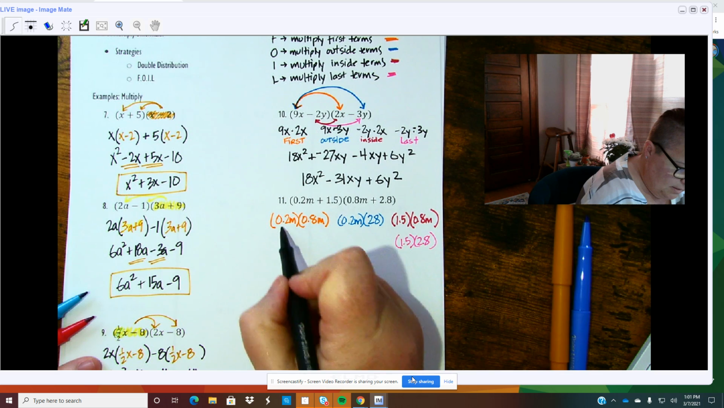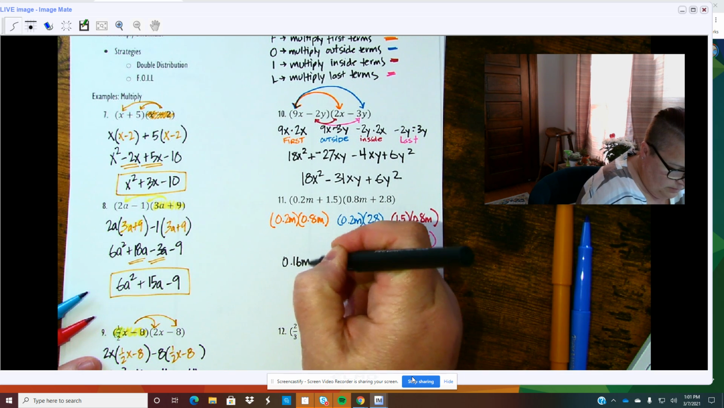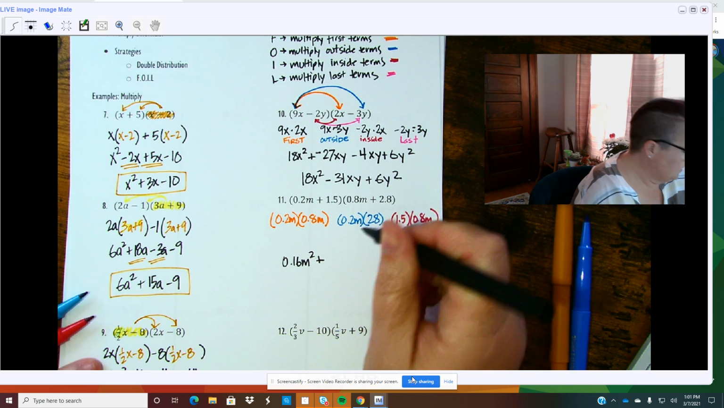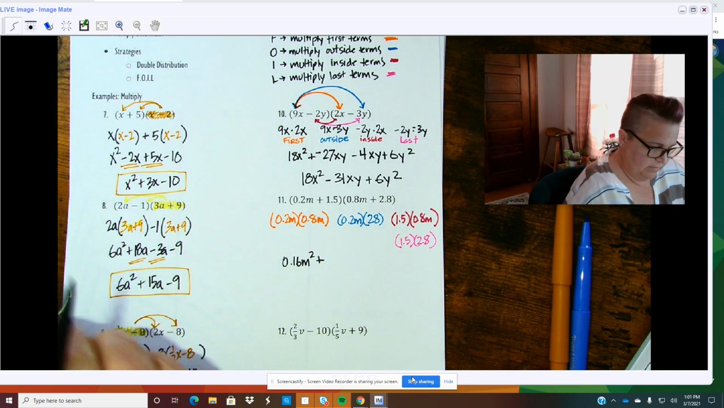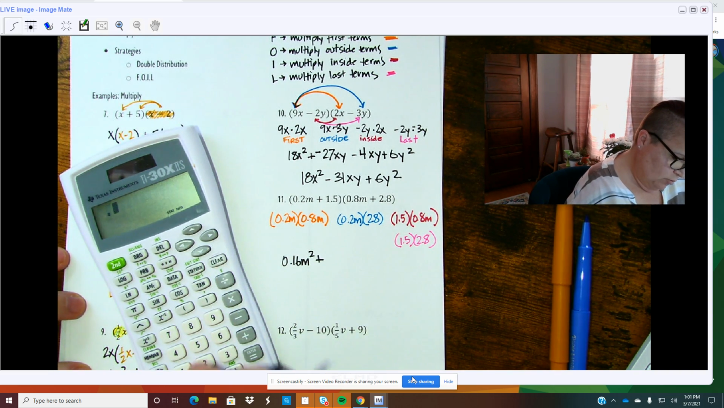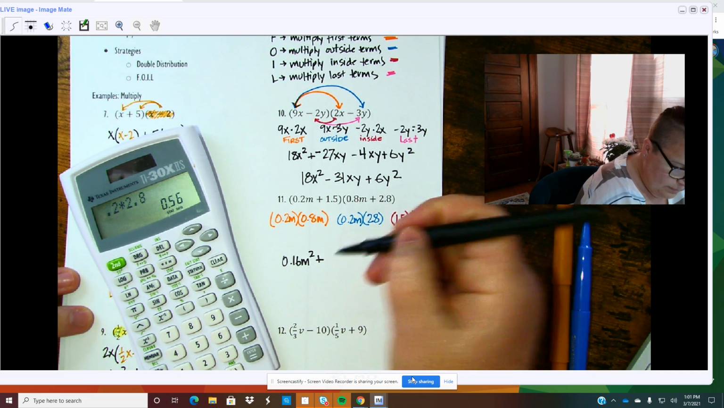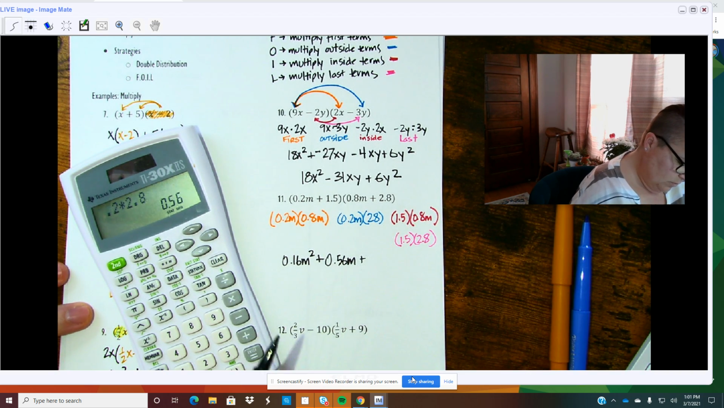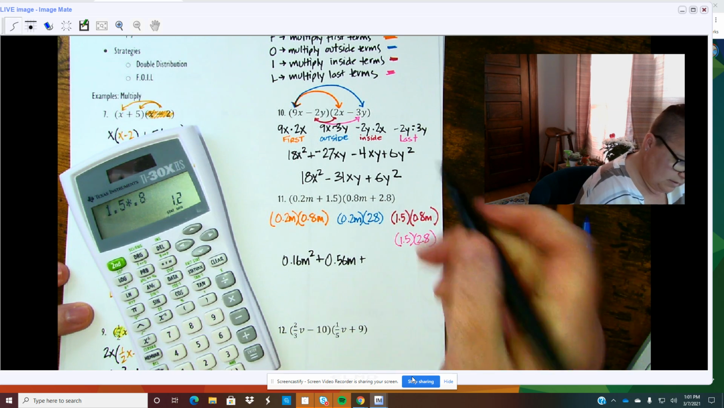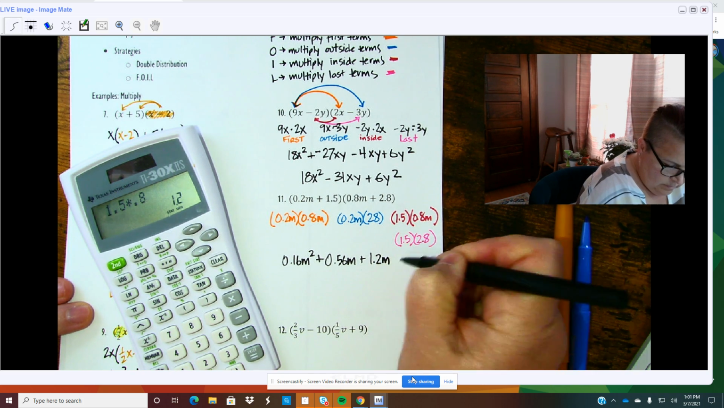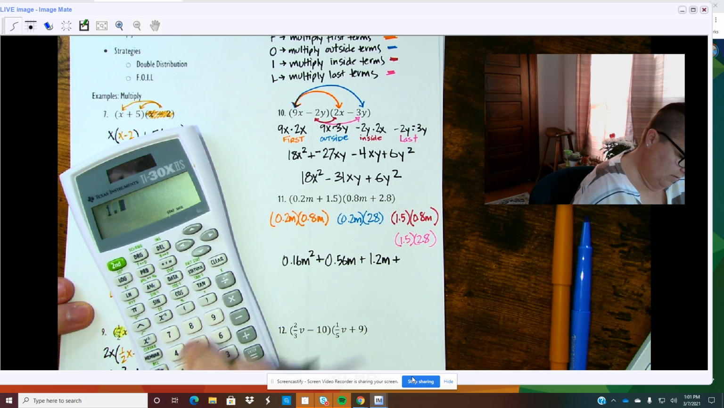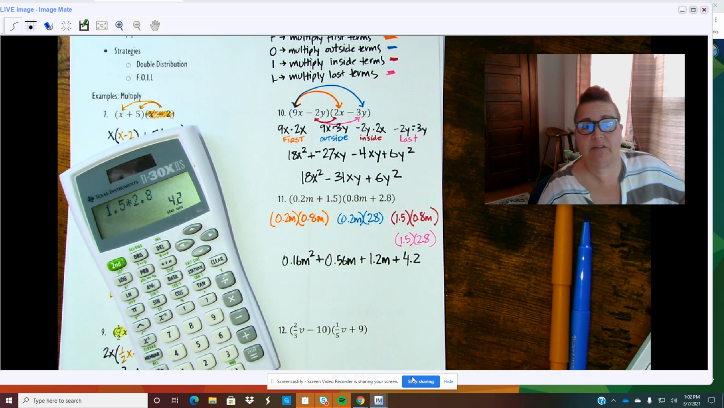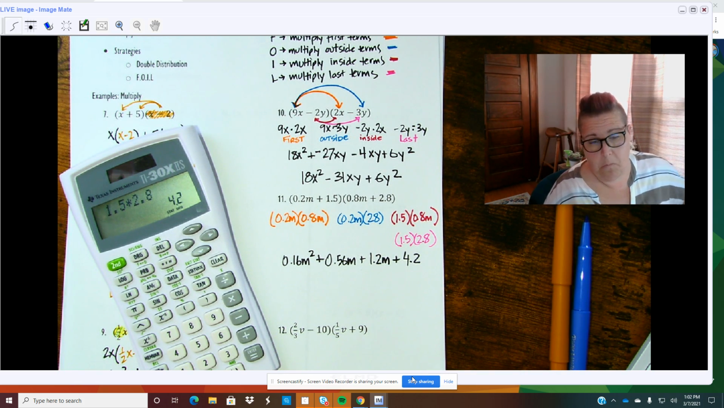So that's going to be 0.16m squared plus, that's 2.8 times 0.2. I want to say that's 0.56. Decimal places, 0.2 times 2.8. Yep, 0.56m plus 1.5 times 0.8, 1.2m plus 1.5 times 2.8 is 4.2. Want to make sure I get those numbers right, especially after the last time when I didn't get them so right. All right.